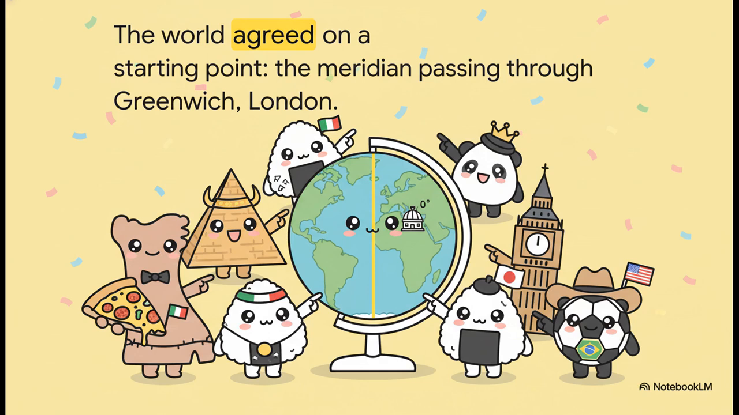This created a big problem, though. Unlike latitude, which has the equator as a natural middle line, all these longitude lines are basically the same. There's no natural starting point. So what did they do?